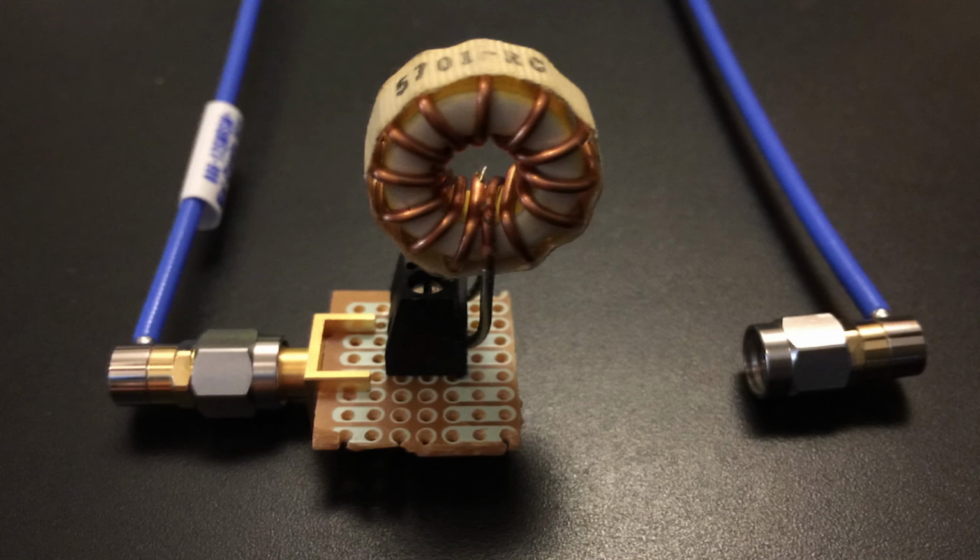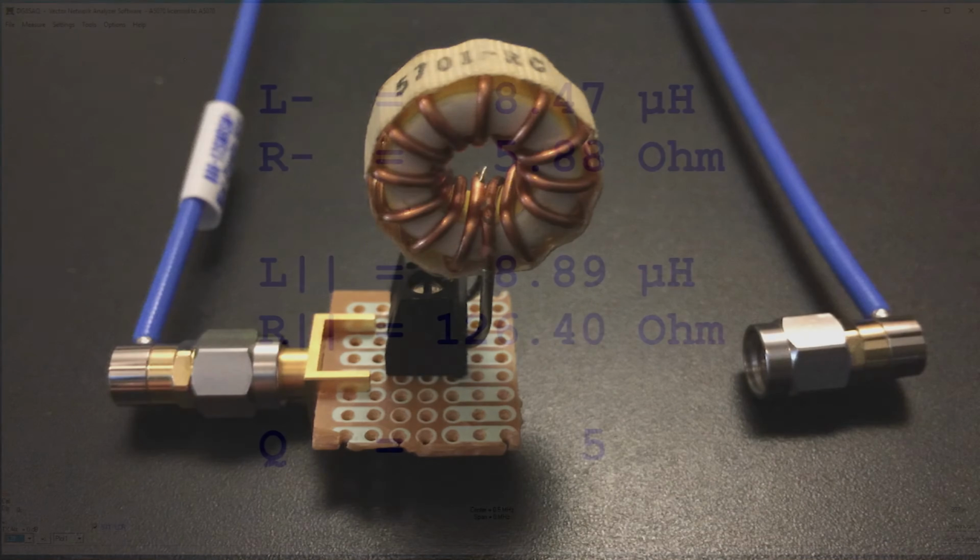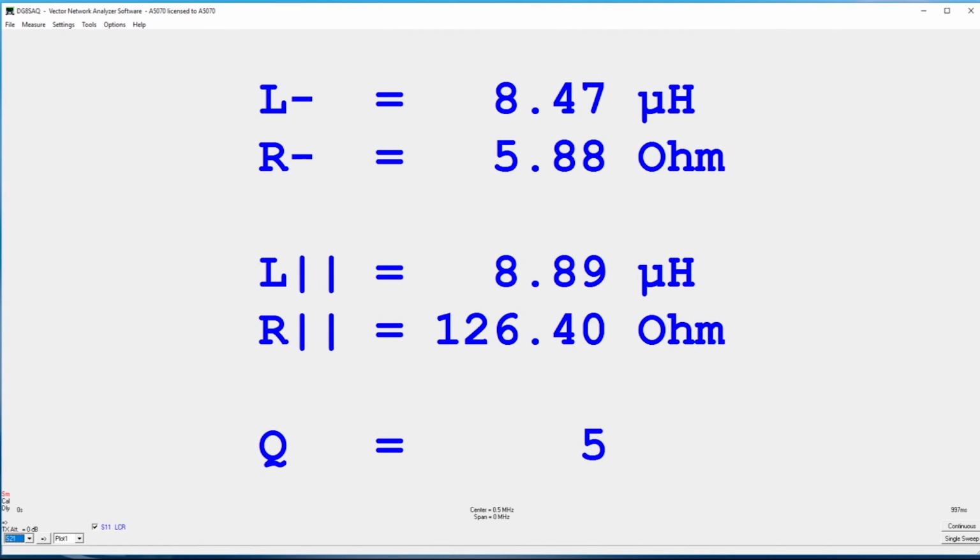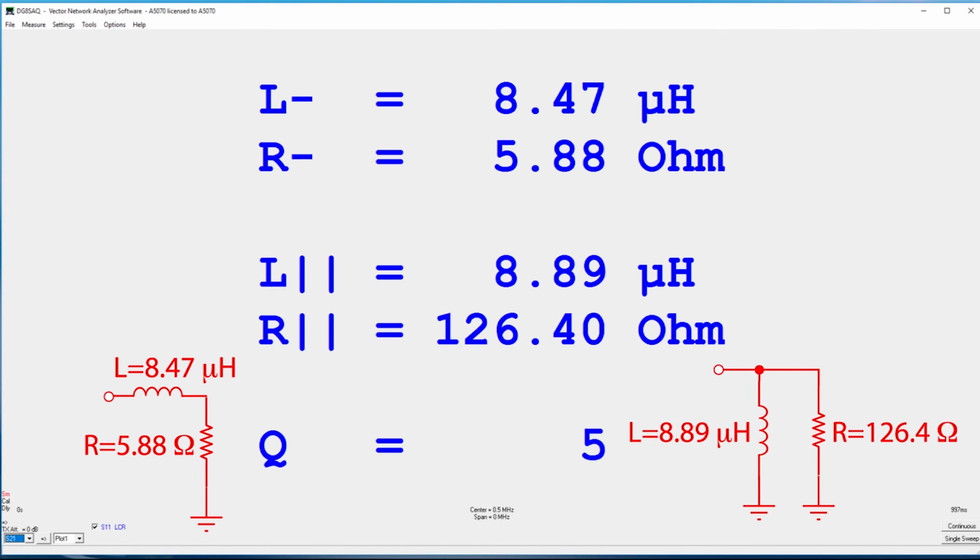Here is a toroid, and let's measure its inductance and resistance at 500 kilohertz. The answer is given for both a series and parallel arrangement for the inductor and resistor, with a Q of 4.53 shown here as approximately 5. The series circuit is an inductor of 8.47 microhenries in series with a 5.88 ohm resistor, and the equivalent parallel arrangement is an 8.89 microhenry inductor in parallel with a 126.4 ohm resistor.